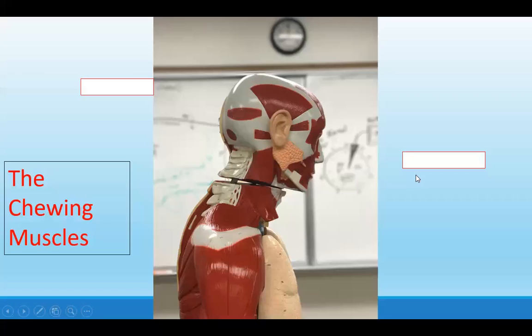So now, the chewing muscles are the masseter and the temporalis. The masseter and the temporalis both insert on the mandible and pull the mandible up against the maxilla so we can chew, because we can grind our food between the teeth of the upper jaw and the lower jaw. There's the temporalis muscle. There's the masseter.